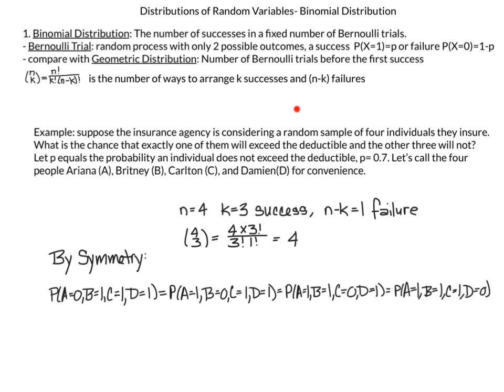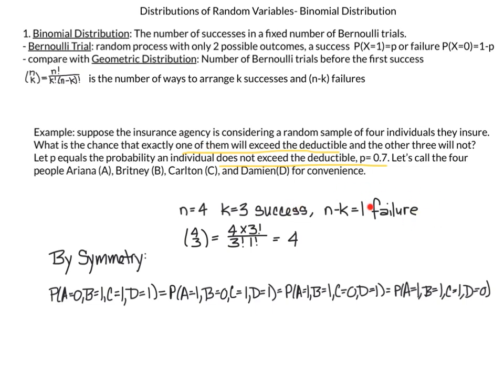I want to look again at this example we had done, the insurance company, considering a random sample of 4 people, Ariana, Brittany, Carlton, and Damien. What's the chance exactly one of them will exceed the deductible and the other 3 will not? So 1 will exceed, and does not exceed is the success with probability 0.7. So again, n is equal to 4, that's the number of trials. We want 3 successes, 3 people who do not exceed the deductible, and 1 failure, 1 that will exceed the deductible.